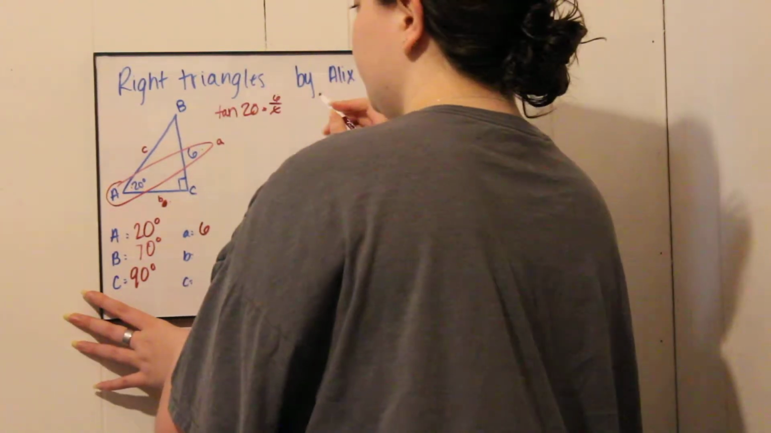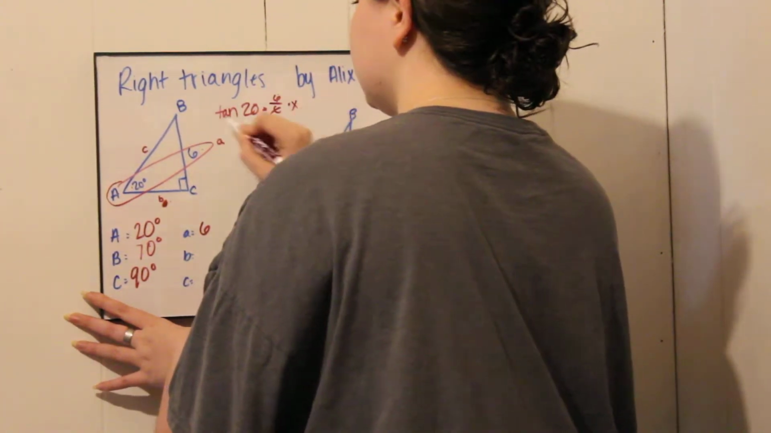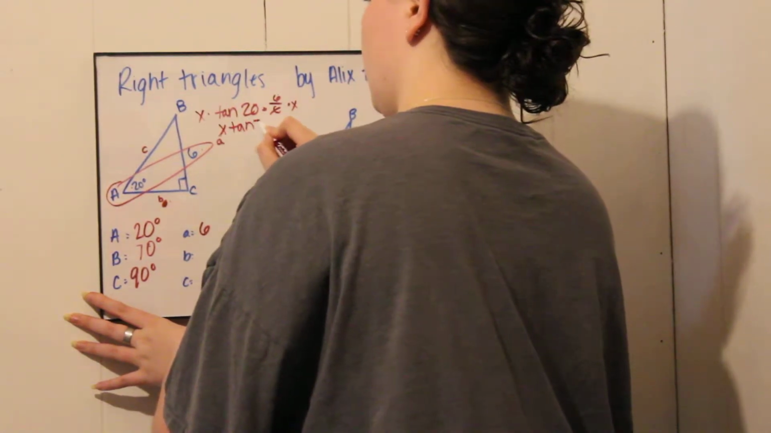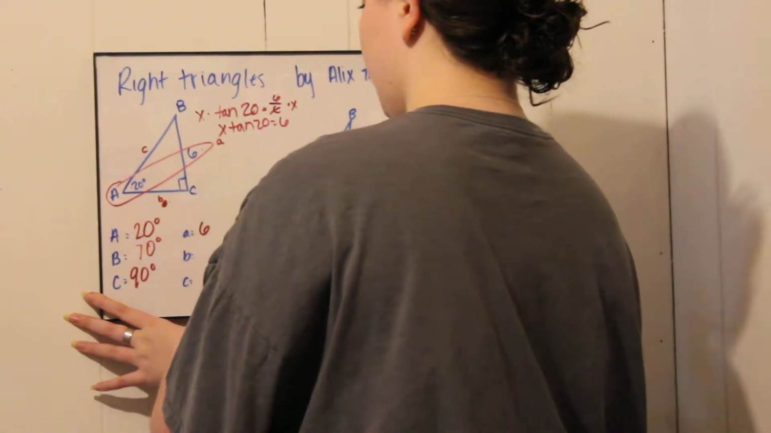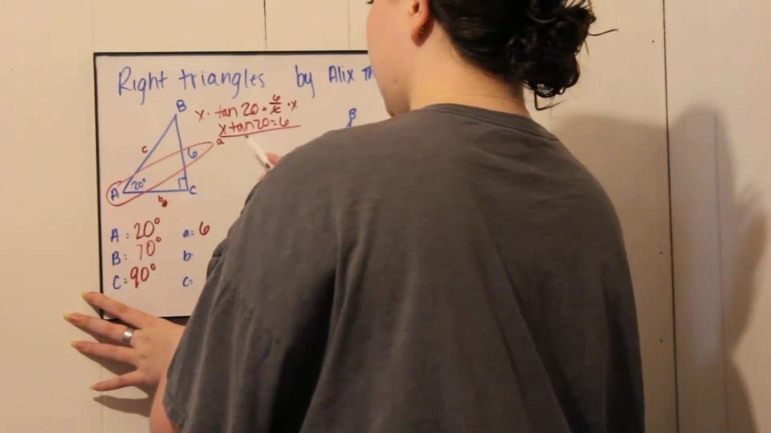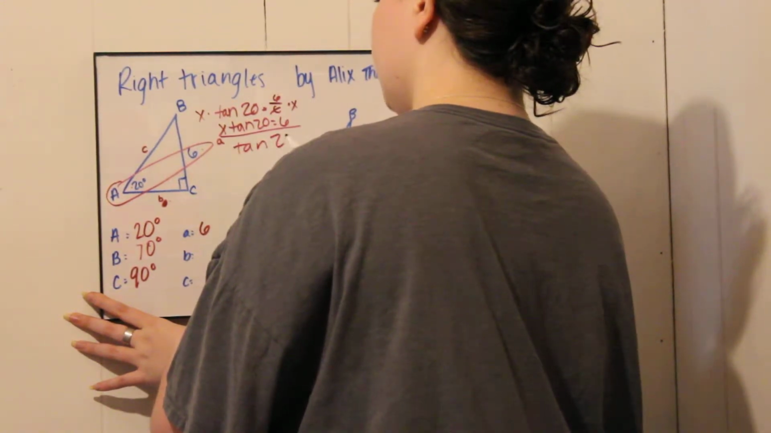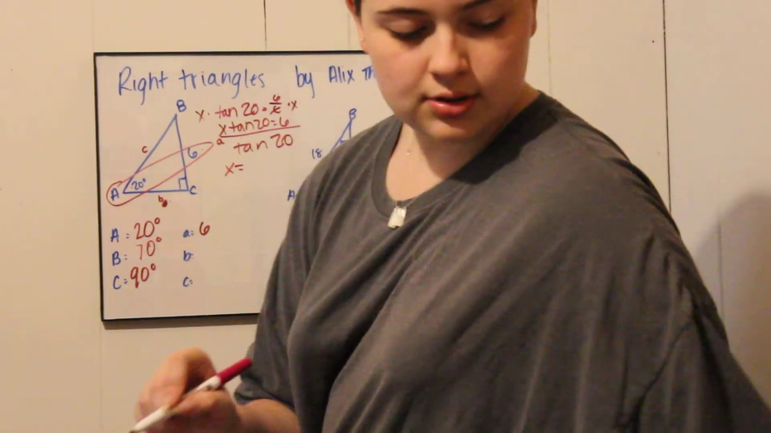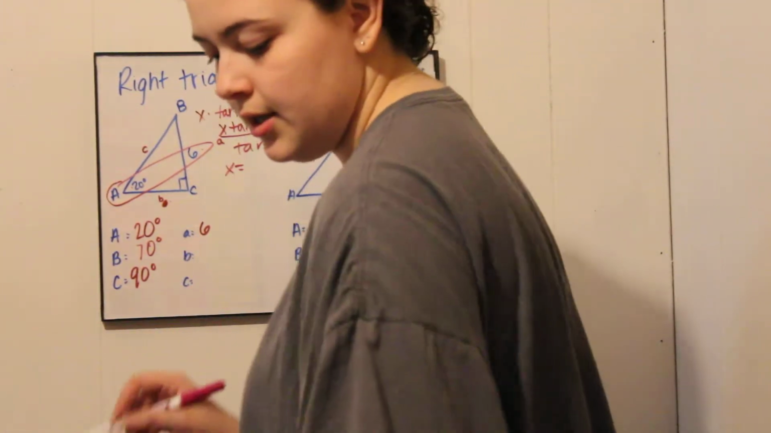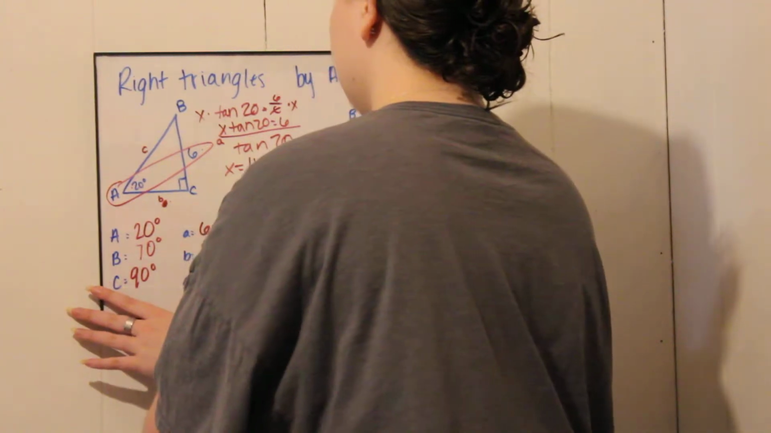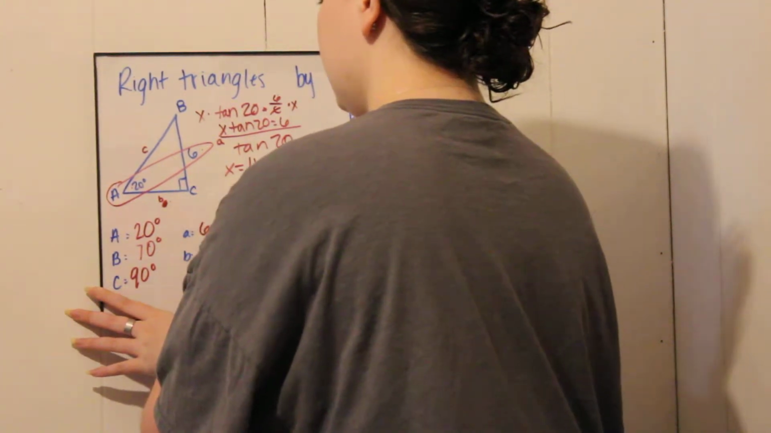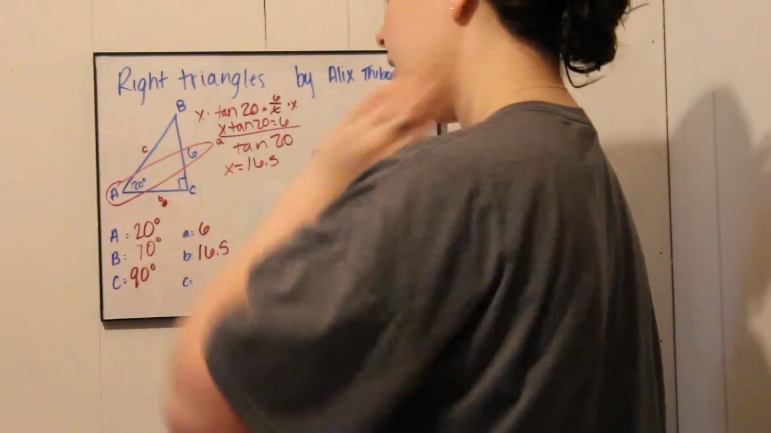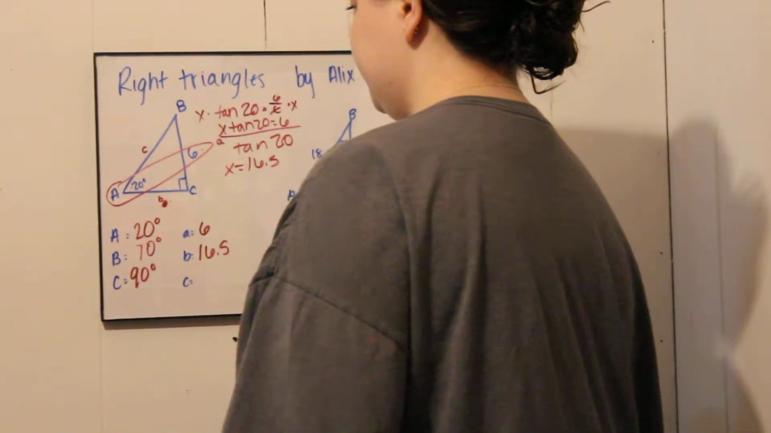And so what you're going to do is multiply x to both sides. So you have x tangent of 20 equals 6. Now you're going to divide both sides by tangent of 20, and you're going to get x equals 16.5. And that's what you have for side B. Now we're going to look for side C.